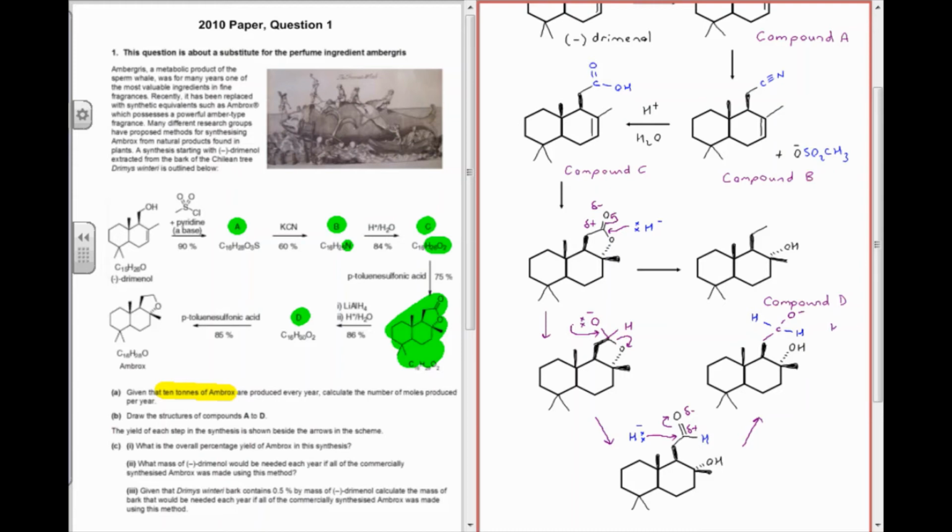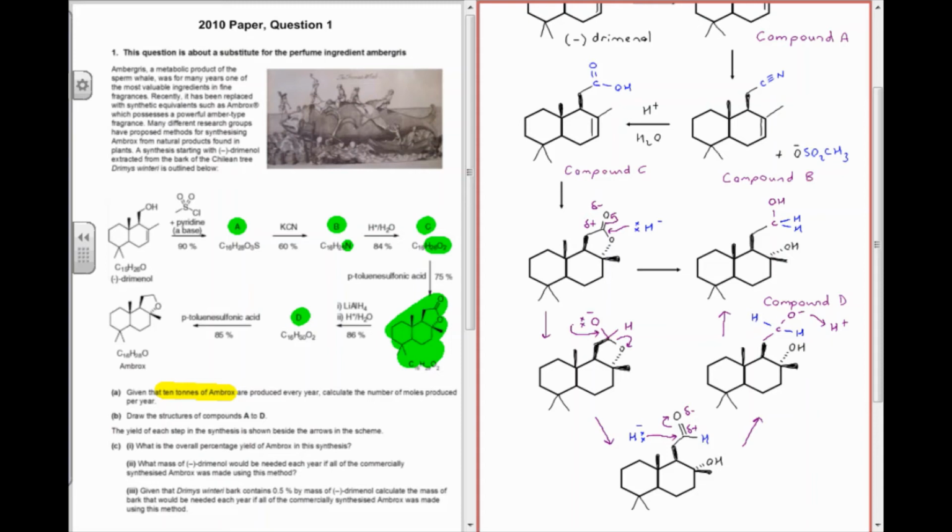instead this simply picks up a proton in the acid workup to take us through to the structure of compound D, being the alcohol, with the two hydrogens that I'm just going to draw in blue here having been added from the lithium aluminium hydride reducing reagent. And that's the structure of our final intermediate, compound D.